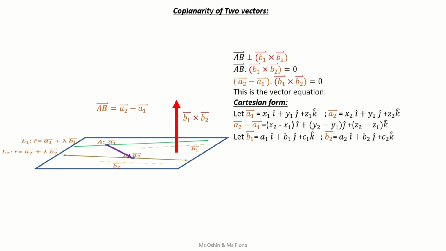Substituting in the vector form, observe that it is the scalar triple product, so the determinant will have its first row as the components of a2 vector minus a1 vector, second row will be the components of the b1 vector, and the third row will have the components of the b2 vector. And hence, we have the Cartesian form given like this.